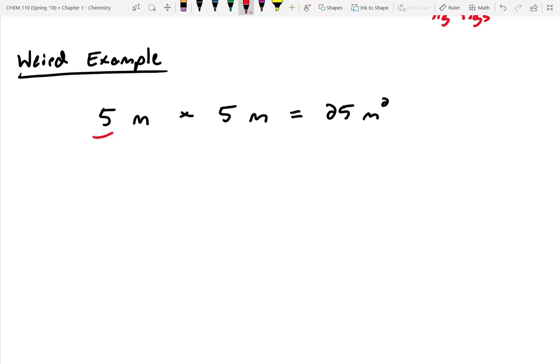However, how many sig figs do we have here? 1. All right, how many sig figs here? 1. How many sig figs should we have here? 1. Okay, so if we look at this, this first digit is significant. If we look after this, this is 5 or greater. So what would our correct answer be? It'd be 30 meters squared.